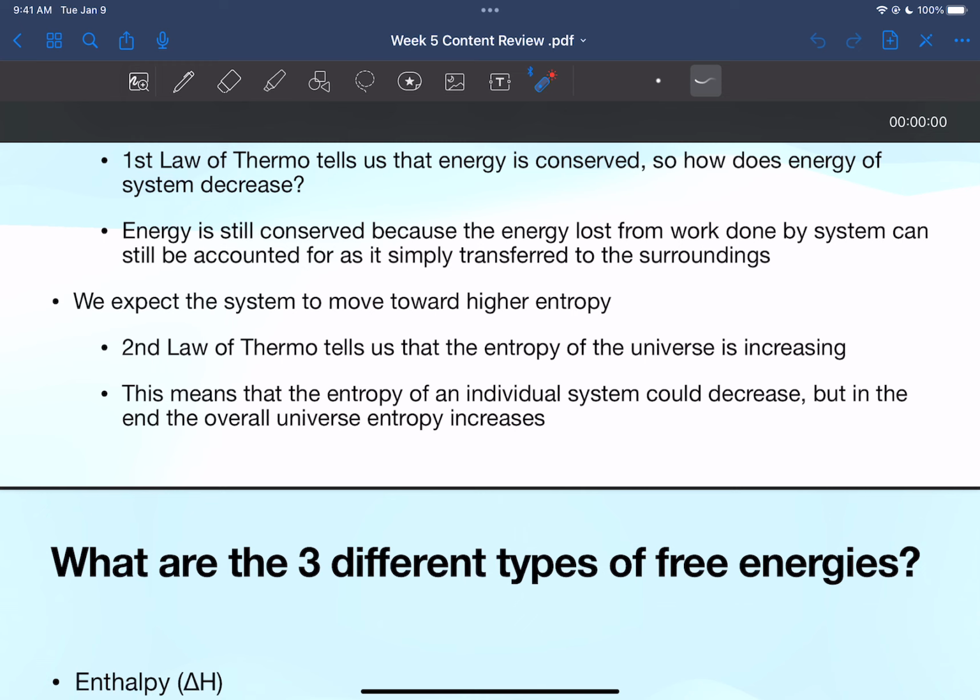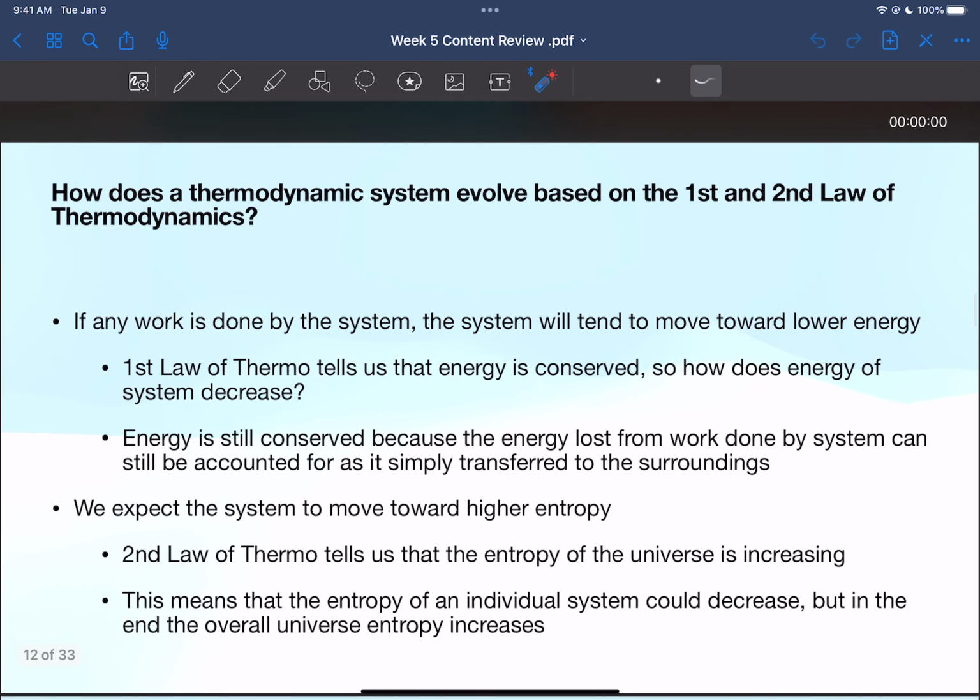But if we were to add up every single system on Earth, in the end, the overall universe entropy increases, right? So that's two really important ideas here about how a thermodynamic system evolves over time. The system will tend to achieve a lower energy state that's more stable, and the system will try to move towards a higher state of entropy to achieve more ways that it can distribute its energy, more positions that it can take up in a container, for example, right?